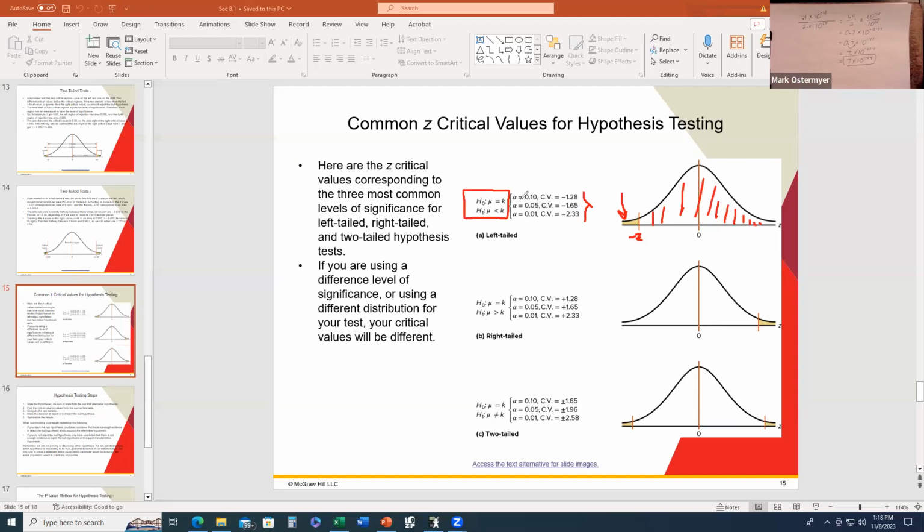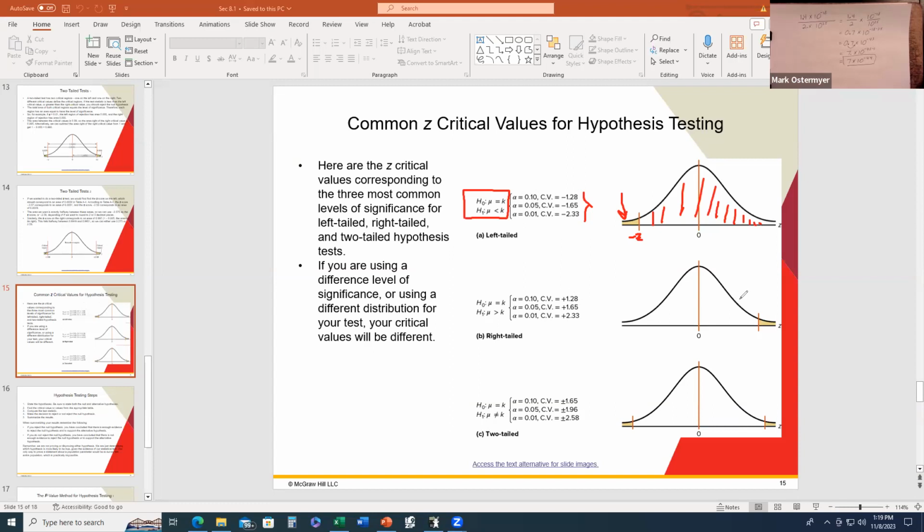So for the first one, if you have a level of significance of 10%, you go to your inverse norm function and you type in the area to the left of your critical z-value as being 0.10. And you'll find that you get negative 1.28. If your level of significance is 5%, you type in the area to the left of the z-value is 0.05. And you get negative 1.65, et cetera, et cetera.